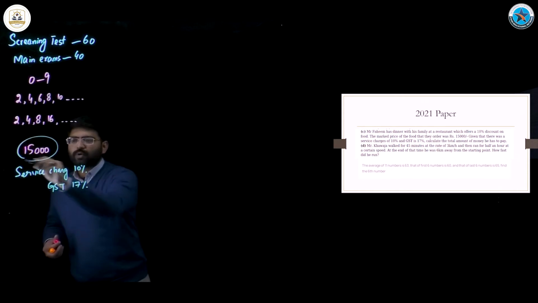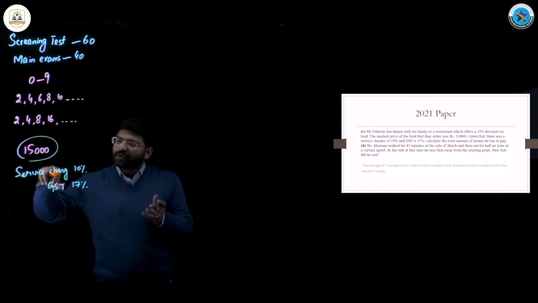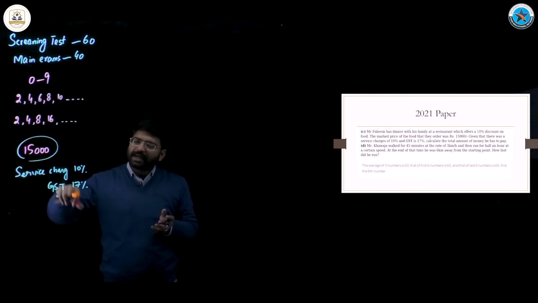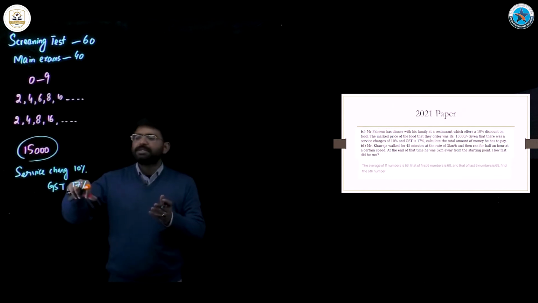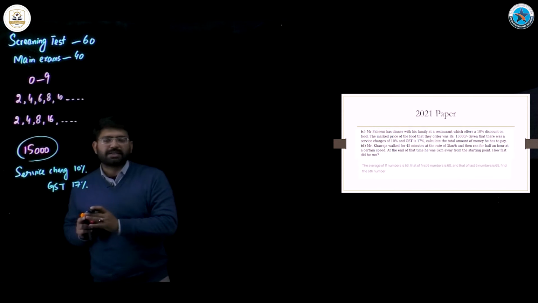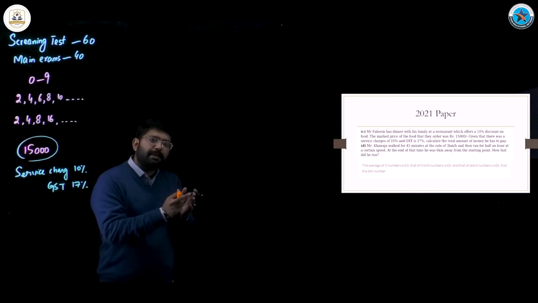We have a total amount of 15,000. So either we will first reduce the charge of 15,000 by 10% and then add the GST, or we will first add the GST and then reduce the service charges. So these things make up the question of how we are going to solve the ability part.